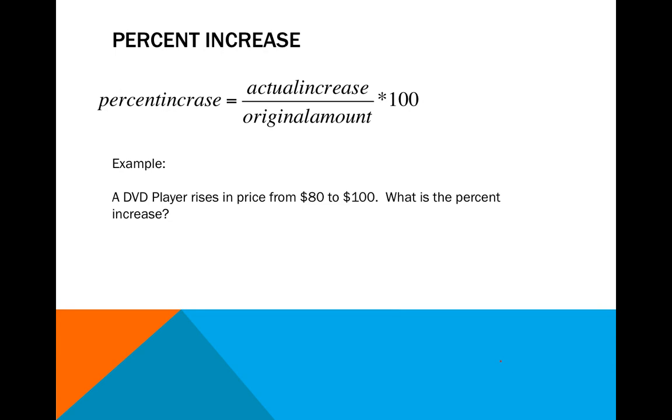So here it says a DVD player rises in price from $80 to $100. What's the percent increase? So the amount of increase from 80 to 100 is $20. That's our actual increase relative to the original amount. The original amount was $80, and then we multiply by 100 to turn it back into a percent. So here we've got 20 over 80, which is a fourth, or 0.25, times 100. That means, not dollars, a 25% increase.